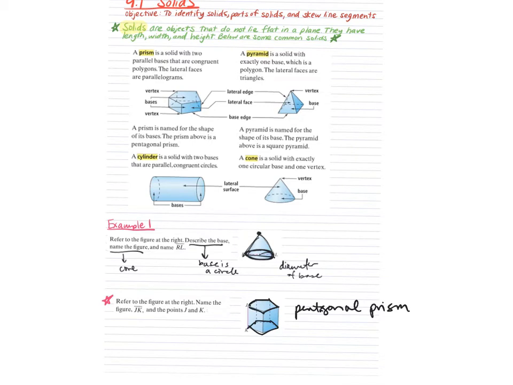And then JK, right, is where 2 lateral faces meet. That's a lateral edge. JK is a lateral edge. And then it wants to know point J. Point J is just a vertex. Look at that, like vertex is a vertex. And so is point K. Okay. Moving on.